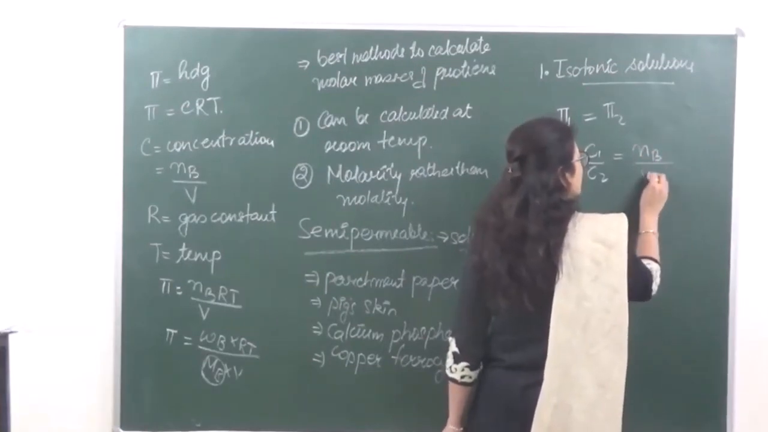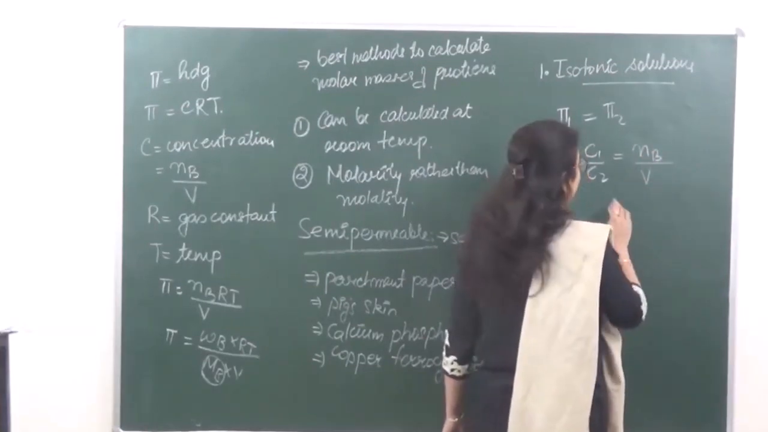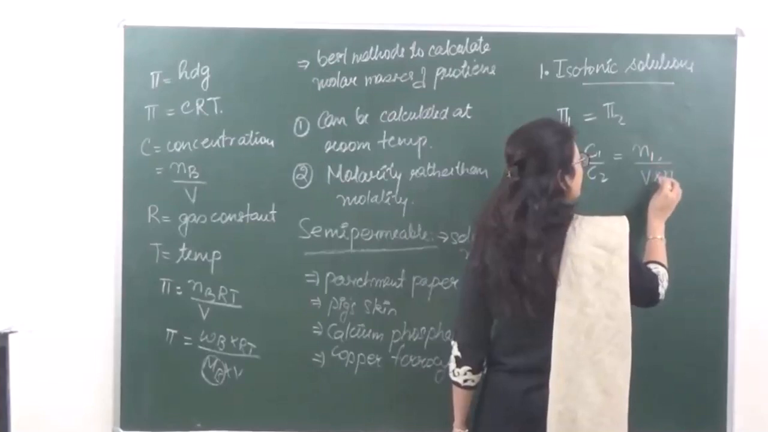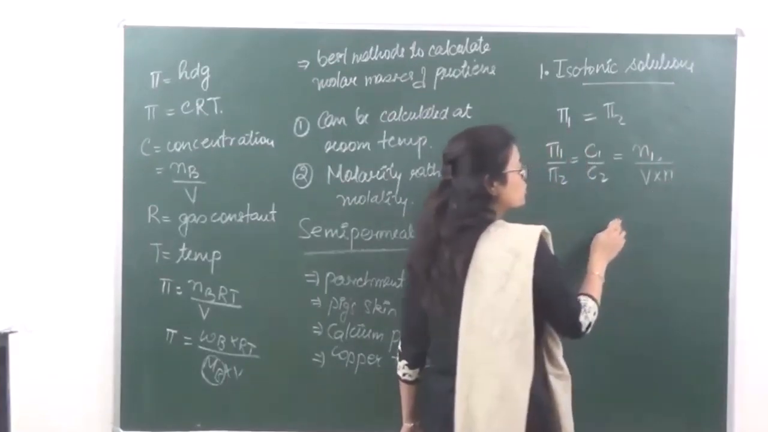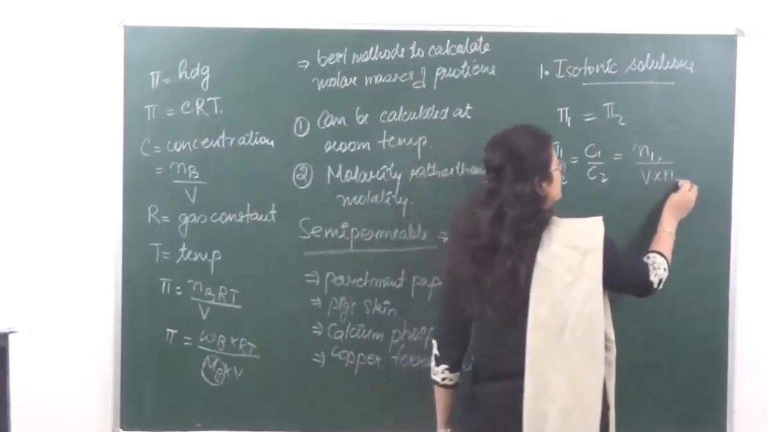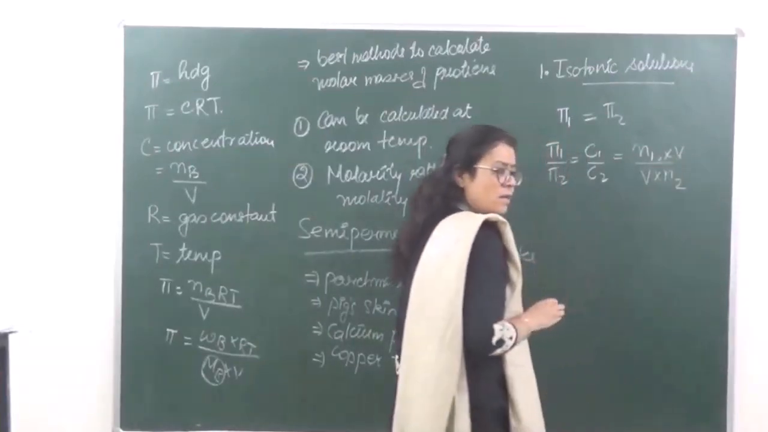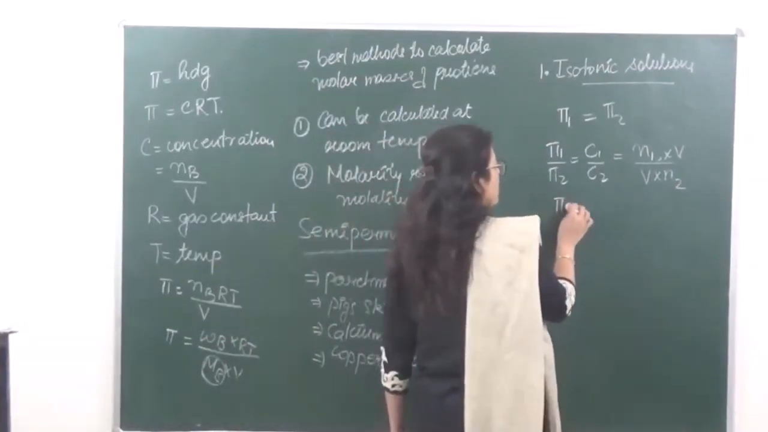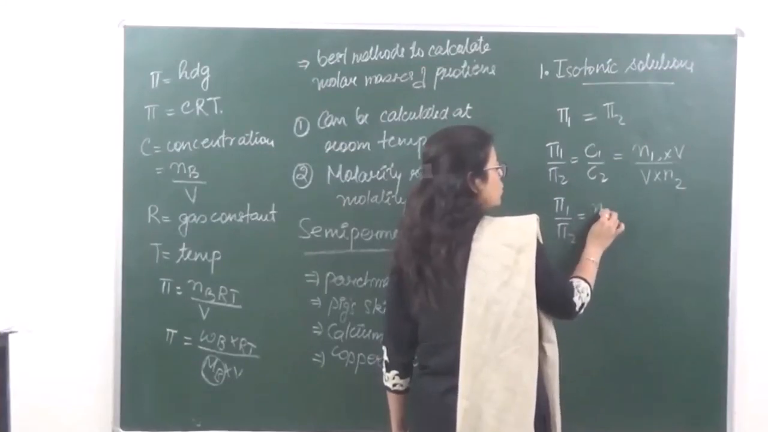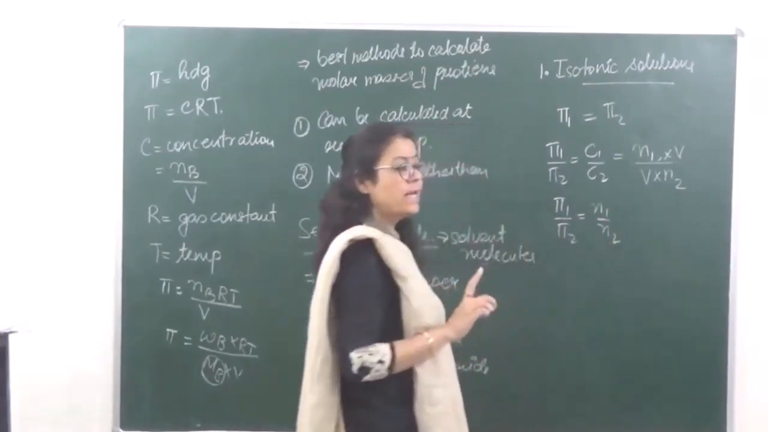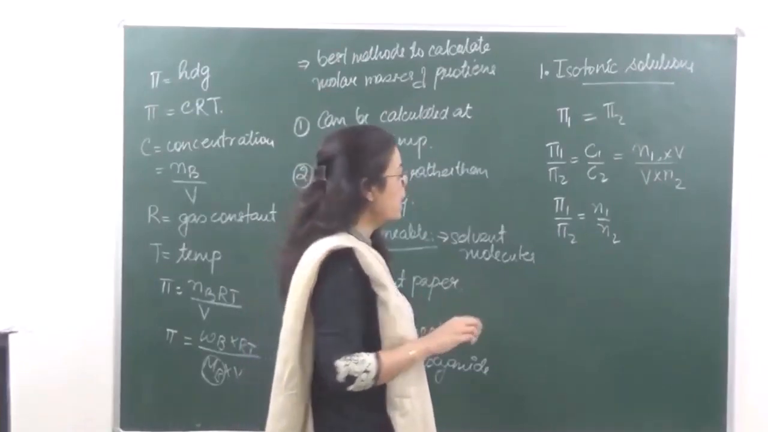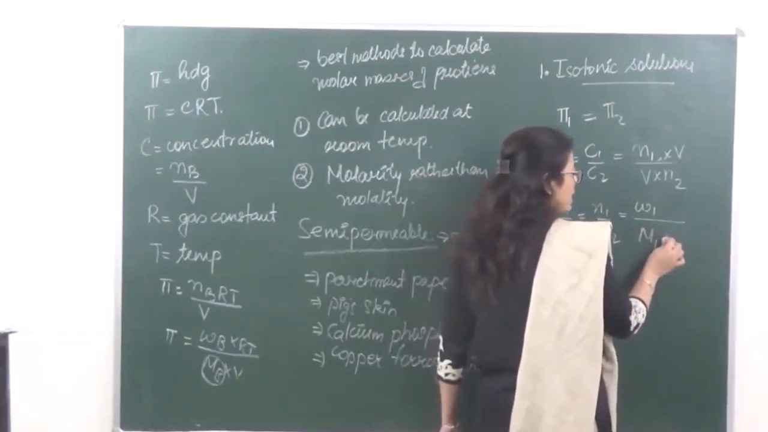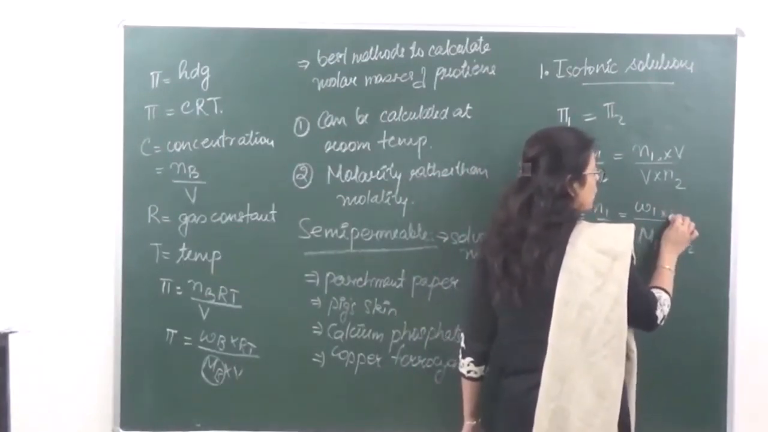NB upon volume, okay? And C2 will be equal to what? Or you can keep N1 over here. These are the number of moles of the solute particles, just remember this. If the volume in both the cases is also same, then pi 1 upon pi 2 becomes equal to N1 upon N2, only if the volume in both the cases is same. Okay? Or this becomes equal to W1 upon M1 into W2 upon M2.